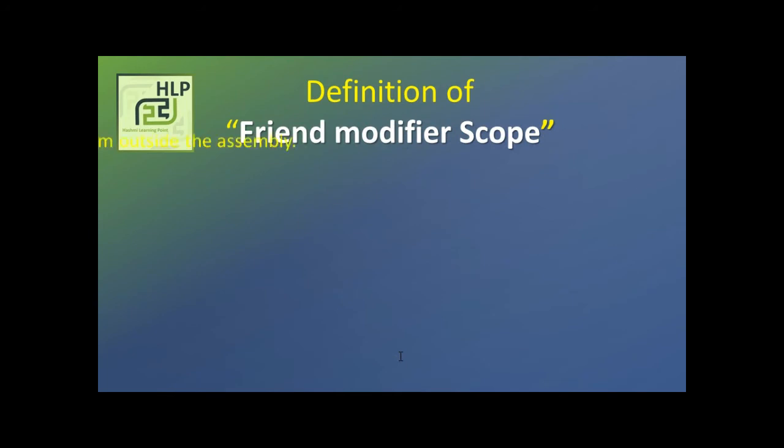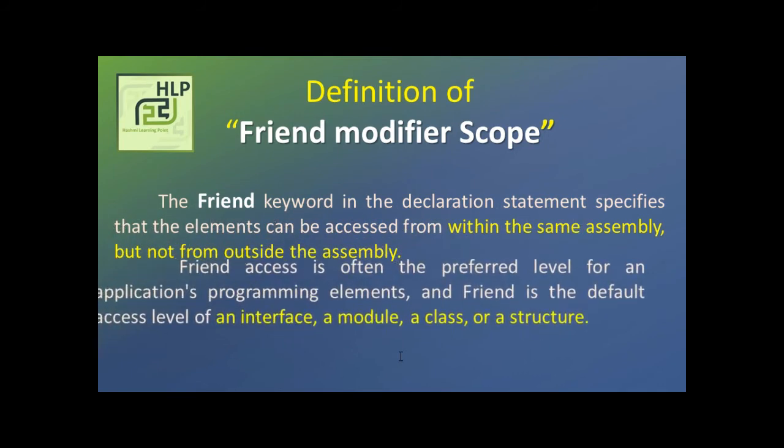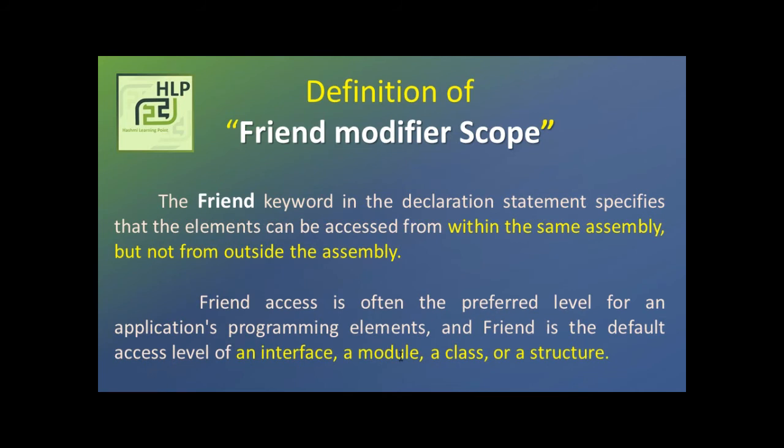Whereas the Friend modifier scope is the keyword in the declaration statement that specifies that the elements can be accessed from within the same assembly but not from outside the assembly. Friend access is often the preferred level for an application's programming elements, and Friend is the default access level of an interface, a module, a class or a structure.